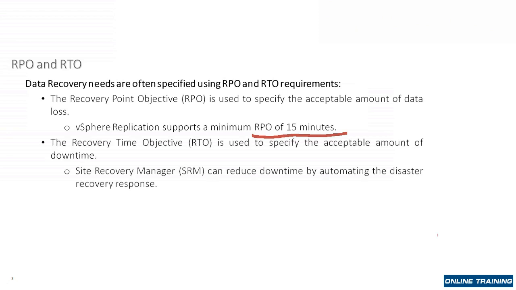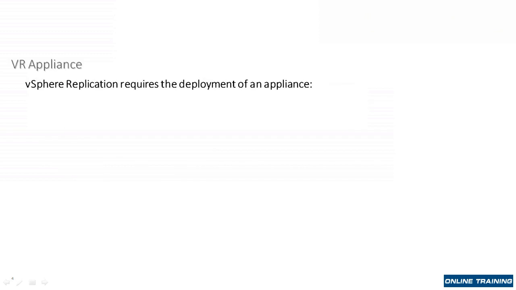Whereas recovery time objective is a little bit different. That's used to determine how much downtime you can have, not how much data loss you can have. And that's where Site Recovery Manager really starts to come into the picture, with recovery time objective. If we need to get things back up and running quickly, Site Recovery Manager is a great way to do that. So two different objectives: we have recovery point objective, which specifies the amount of acceptable data loss, and recovery time objective, which specifies the amount of acceptable downtime.